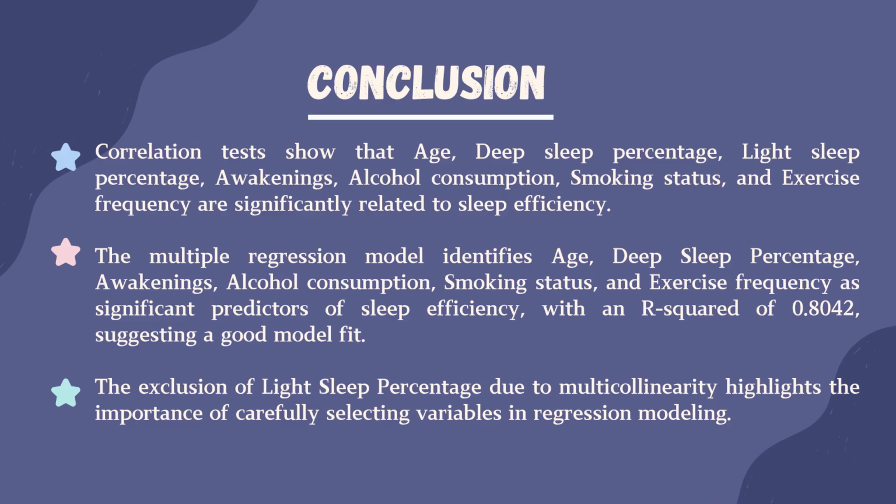In conclusion, through correlation analysis and multiple linear regression, we examined the relationship between various factors and sleep efficiency. The regression model with an R-squared value of 0.8042 demonstrates that these factors explain a significant portion of the variation in sleep efficiency. However, hypothesis testing revealed that age, awakenings, alcohol consumption, smoking status, as well as exercise frequency are key predictors. The exclusion of light sleep percentage due to multicollinearity highlights the importance of carefully selecting variables in a regression model. Moving forward, these factors should be prioritized in future analysis to further enhance our understanding of sleep efficiency.